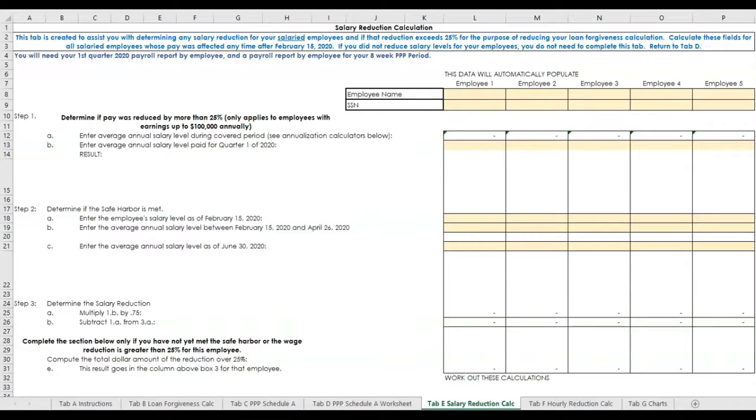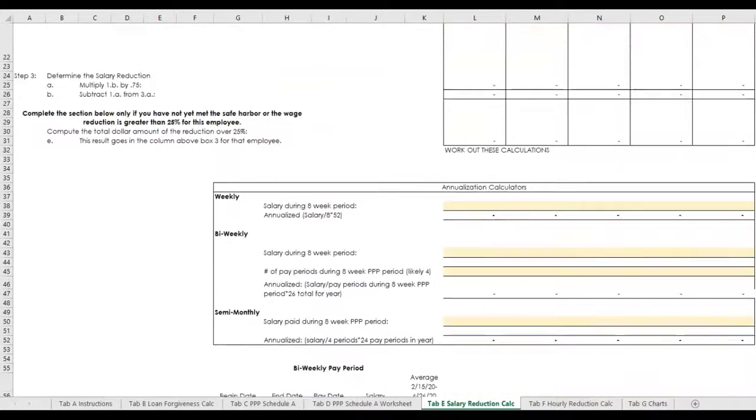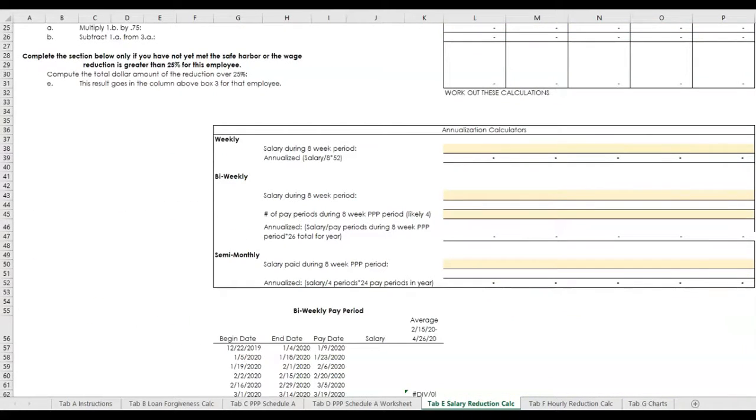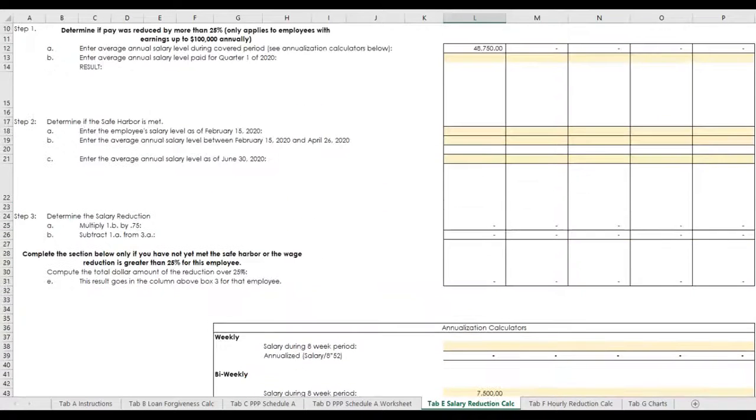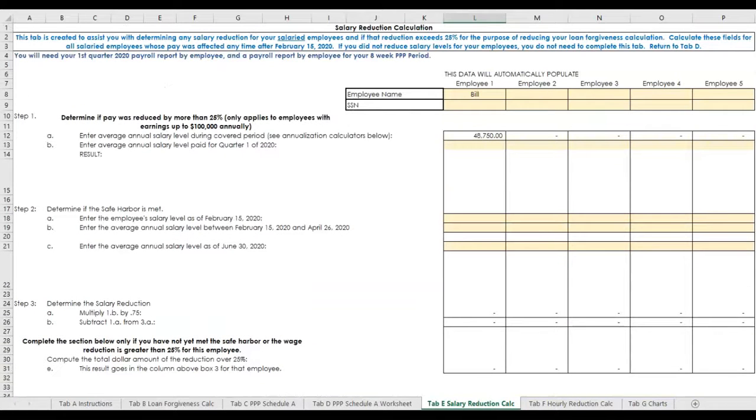Now let's go through what this looks like for salaried employees. The same $100,000 annualized rule applies here. In the bottom part of tab E, we have included simple calculators to help determine annual salary levels based on an employee's payroll during your covered period depending on pay frequency. These numbers will flow to other parts of these forms. Here's an example. Bill is salaried and earned $7,500 during the covered period. He's paid on a biweekly basis and there were 4 pay periods during the covered period, so his salary of $48,750 flows up to step 1.